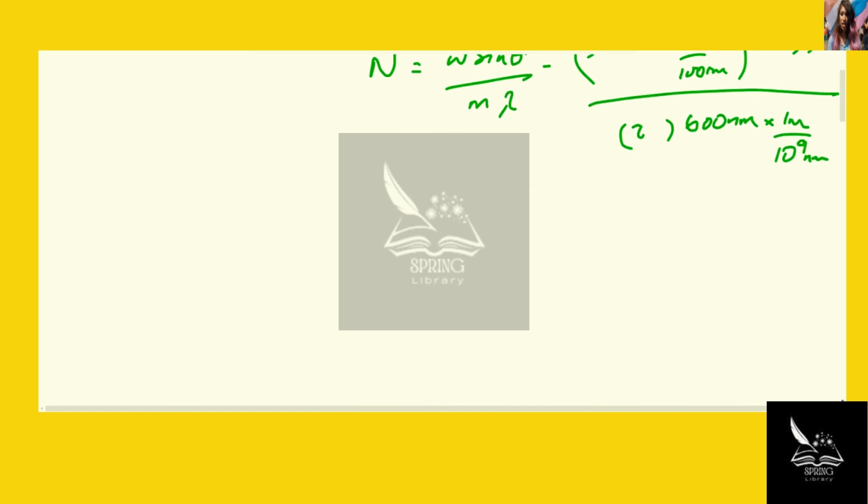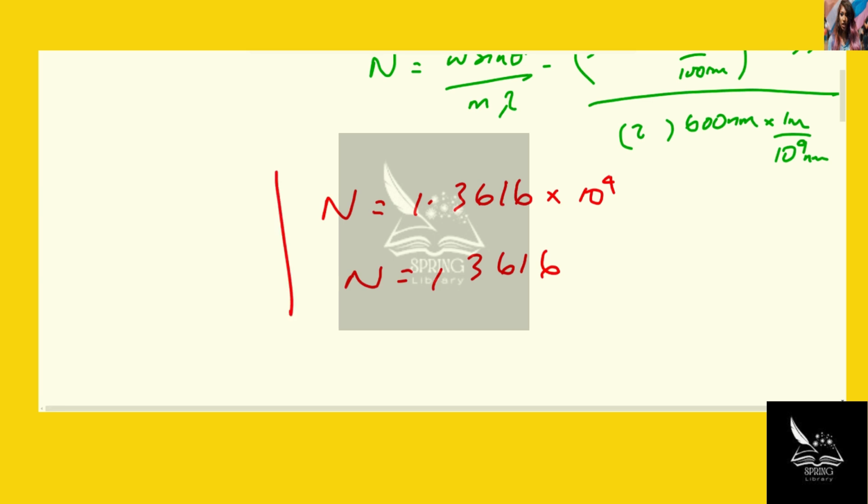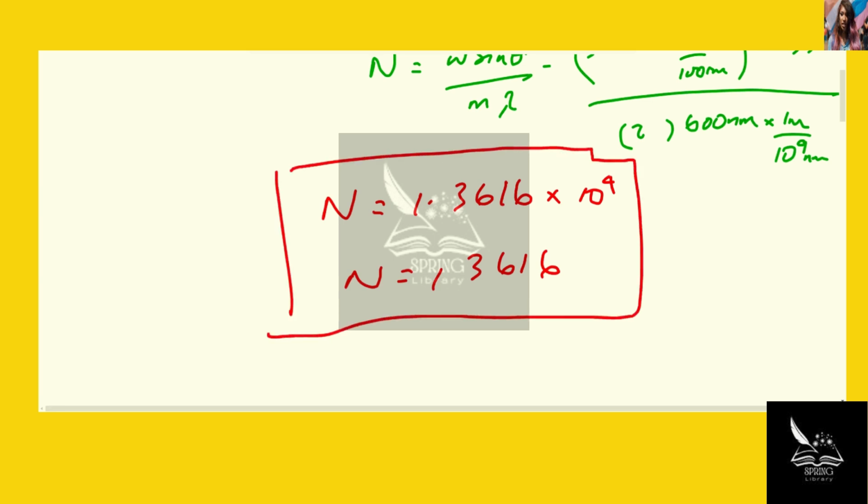We end up having n being equivalent to 1.3616 times 10 to the 4, or we could say n is 13,616. So that's the value of n we're dealing with in this particular problem, and we can always simplify using the relevant equations. We can round it off if we wanted to, but this is the appropriate answer.